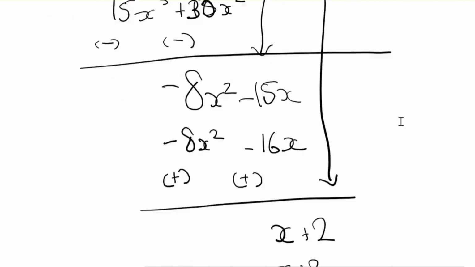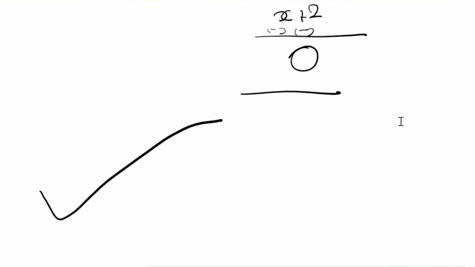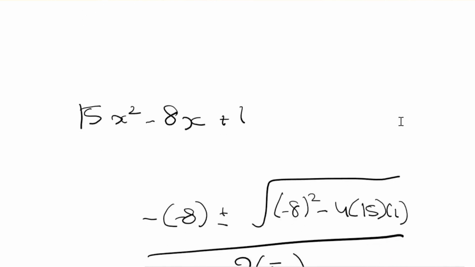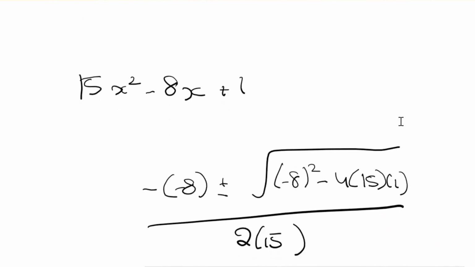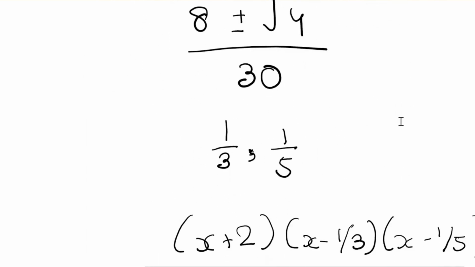So we can verify x plus 2 is a factor of p of x because the remainder is 0, and when the remainder is 0 it is a factor of the function. So that's done. And now we need to find the other two factors. For that we need to split the middle term of 15x squared minus 8x plus 1. If we can't do that, we can just use the quadratic formula, which I have done here, which is minus b plus minus square root b squared minus 4ac by 2a. So that's what I've done here, and then you can get the other factors of 1 by 3 and 1 by 5.